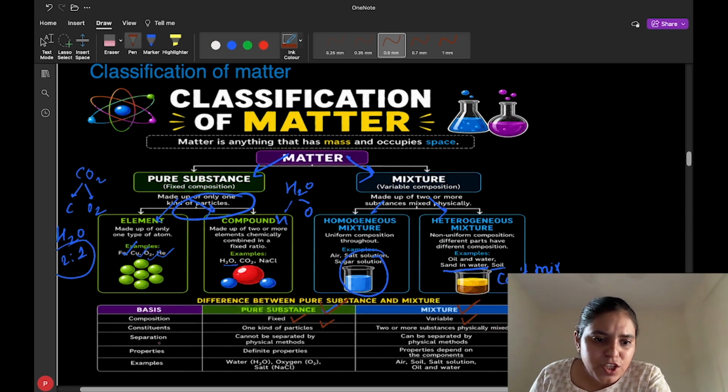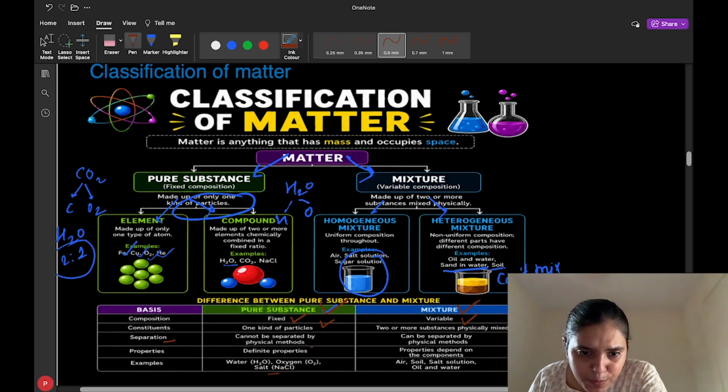Now, separation. Pure substances cannot be separated by physical methods. For H2O, oxygen or salt, we are not able to separate them by a physical method. What about the mixture? In a mixture, properties depend on the components, and it can be separated by a physical method.